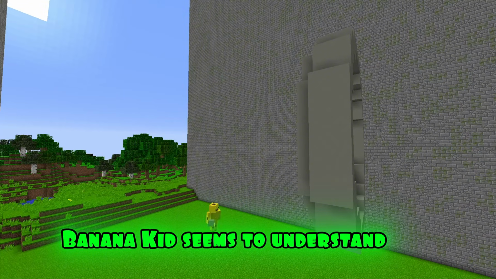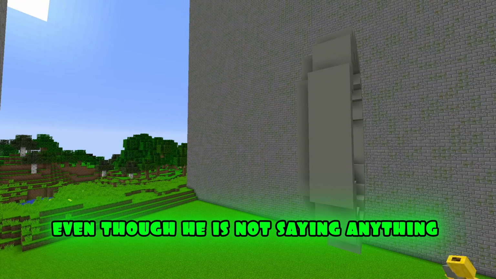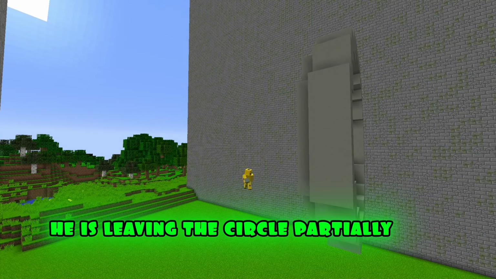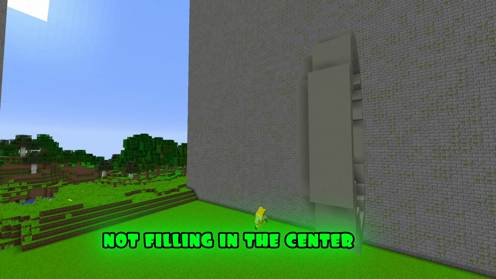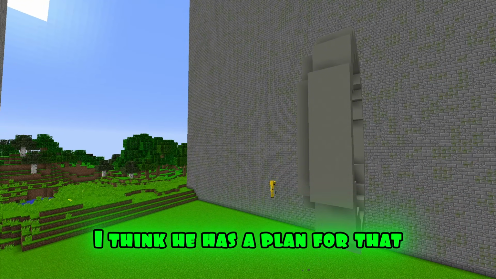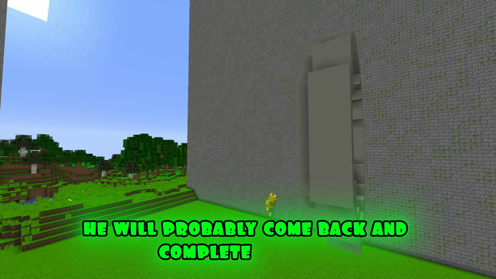Banana Kid seems to understand this, even though he is not saying anything about it. He is leaving the circle partially open for now, not filling in the center yet. I think he has a plan for that. He will probably come back and complete it later.